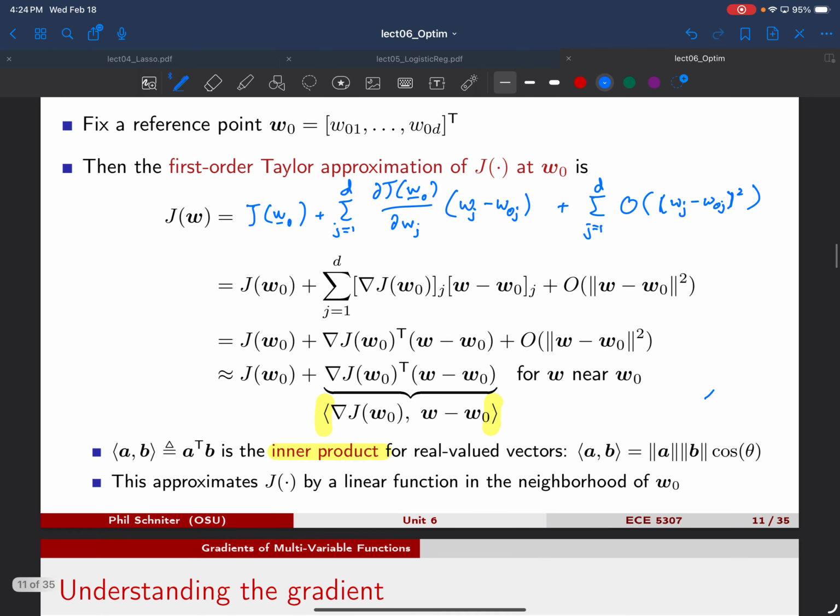So it's like you have A and B, and then you have this angle theta.